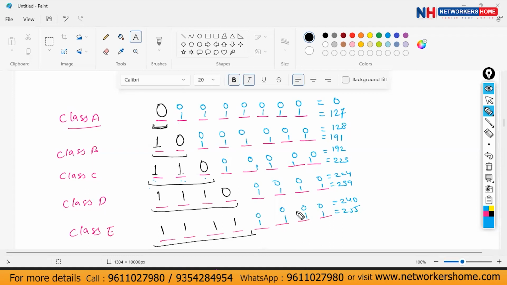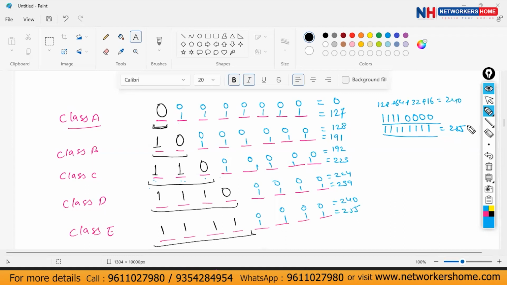Ajay, can you please calculate the class E ones? Yes, we can calculate. There are 4 ones and 4 zeros for the minimum and all 8 ones for the maximum. When all 8 bits are 1, this value is maximum, means 255. And this value is 128 plus 64 plus 32 plus 16, so this is 240. Okay? Yes. Okay, so this is clear.